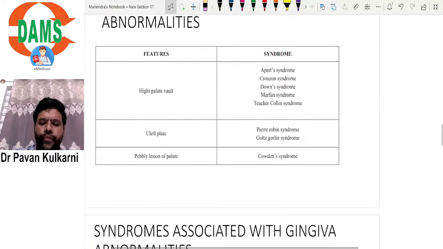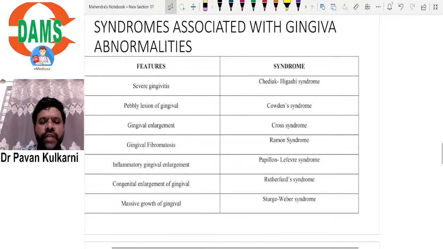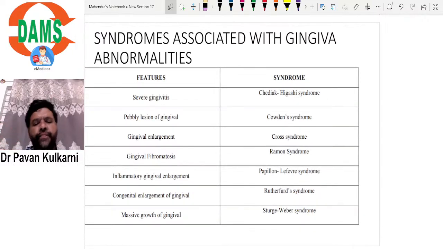It is Cowden syndrome. What are the syndromes associated with the gingiva? As I have already told, Chediak-Higashi syndrome. Mainly it is a syndrome associated with periodontitis and severe gingivitis. Again, pebbly lesions, as discussed, Cowden syndrome.